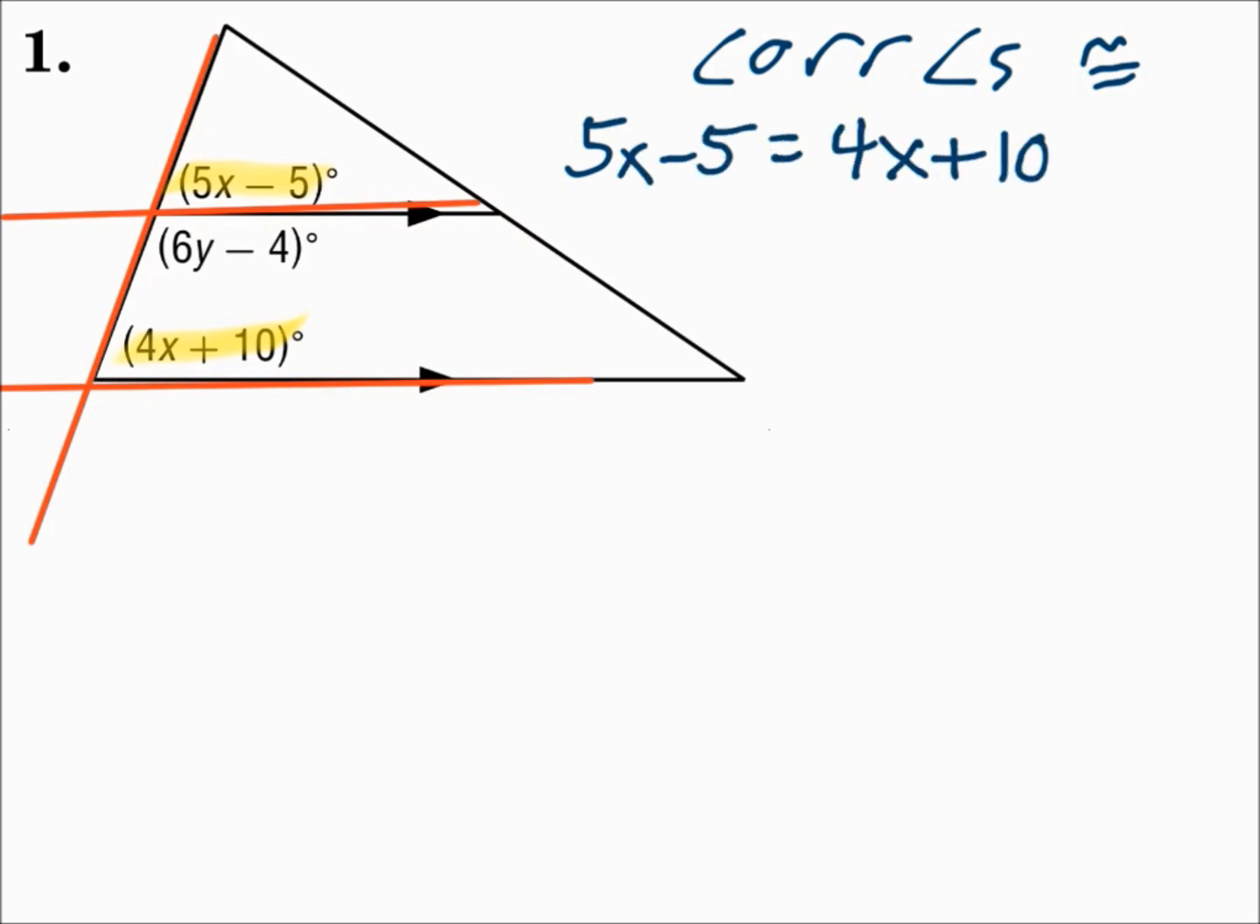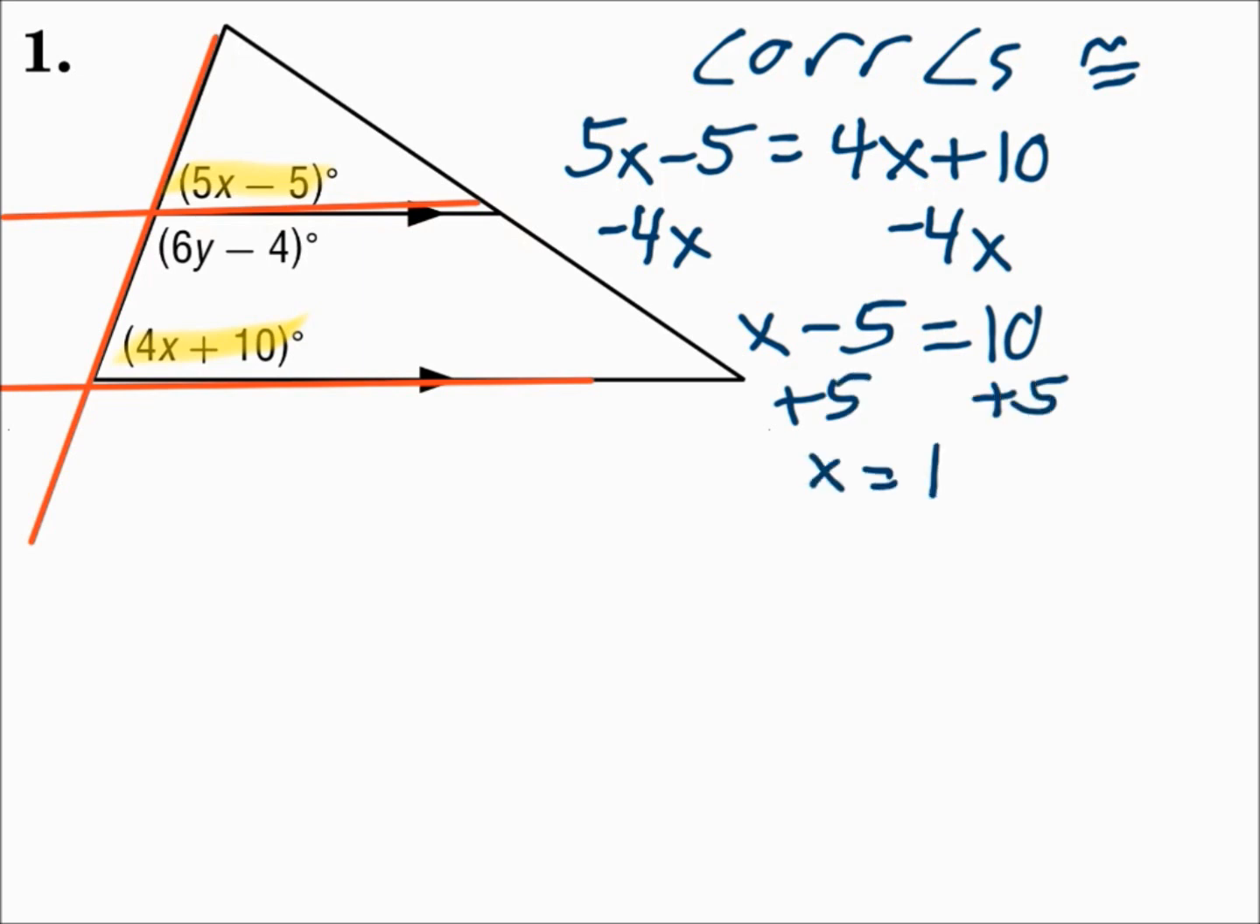5x minus 5 equals 4x plus 10. We'll solve that for x. Subtract 4x from each side. x minus 5 equals 10. Add 5 to each side. And x is 15. Since they were corresponding angles, we made their measures equal to each other and solved.